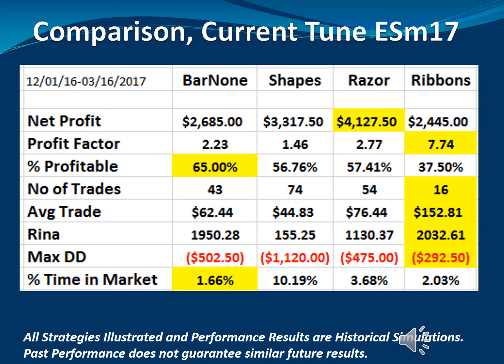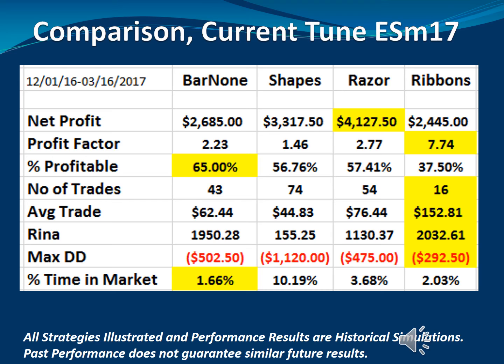The second best is bar none with only 43 trades to make its profit. The average trade size, the best one again is ribbons because of that big average trade size, and second best is Razor. Rena, the best one is ribbons, but second best and not too far behind is bar none. As far as drawdown, the best one again is ribbons, only less than $300. The second one is Razor at $475 and bar none at $502.